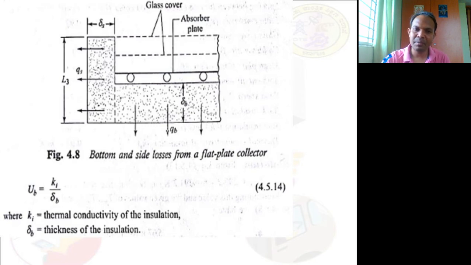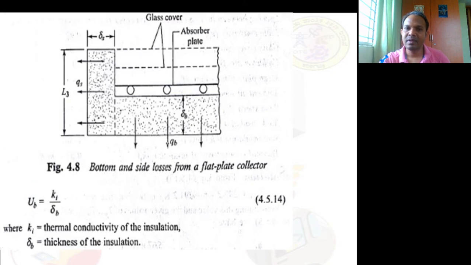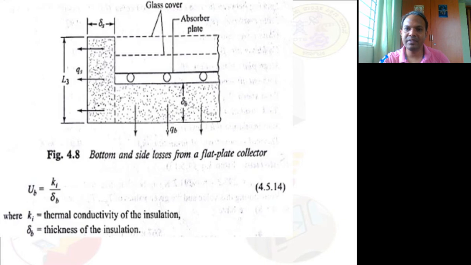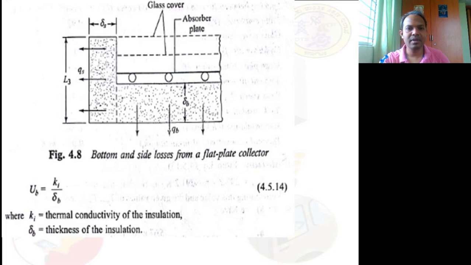So the predominant conduction will be given by Ub is equal to Kb divided by delta b. Delta b is nothing but the thickness of the bottom insulation, as you can see in this figure, and delta s is the thickness of the side walls. L3 is nothing but the height of the side walls.